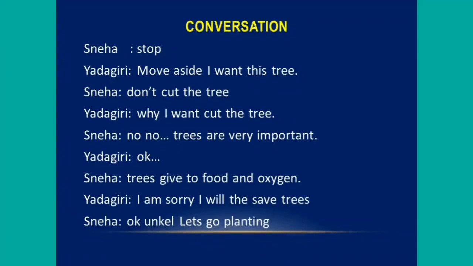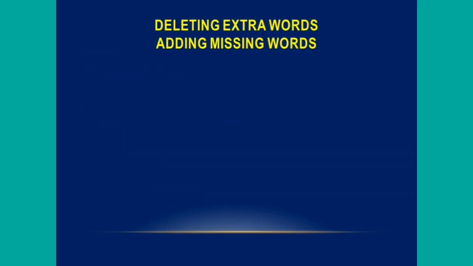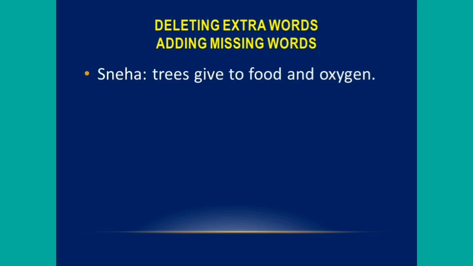This is the conversation written by the students. The conversation between Sneha and Yadagiri. Now let's go to syntactic editing, where we are going to do the word level editing. Here we go. The first part is deleting extra words and if necessary adding missing words. Let's check this line from the conversation. Sneha said, "Trees give to food and oxygen."